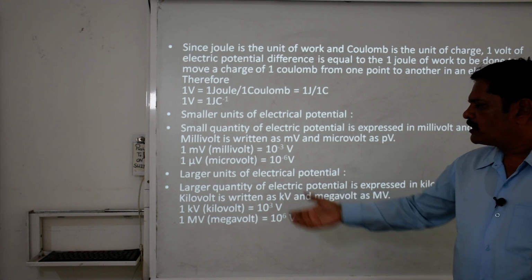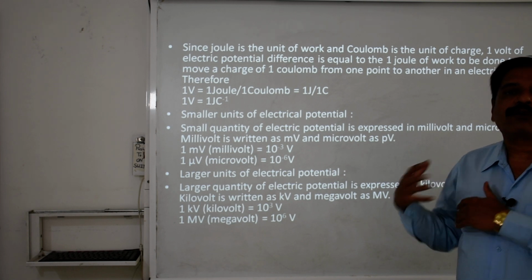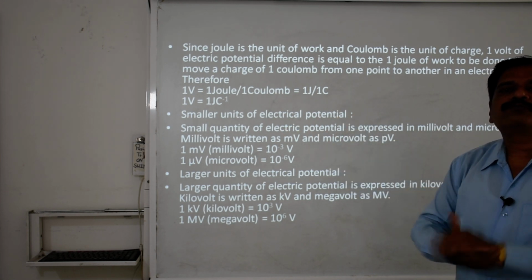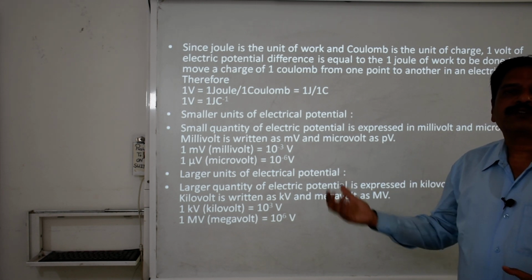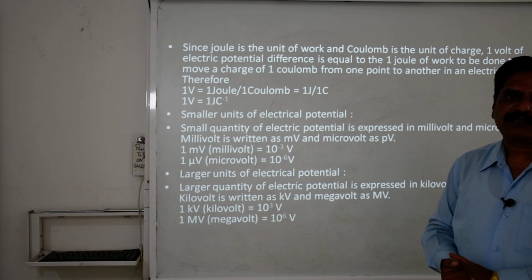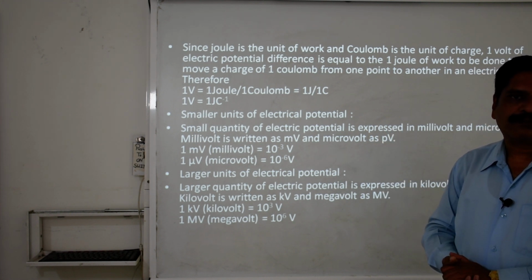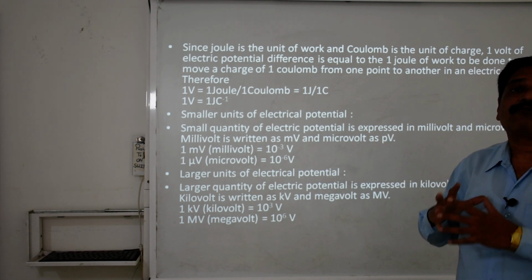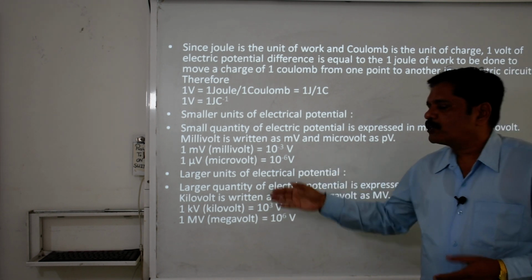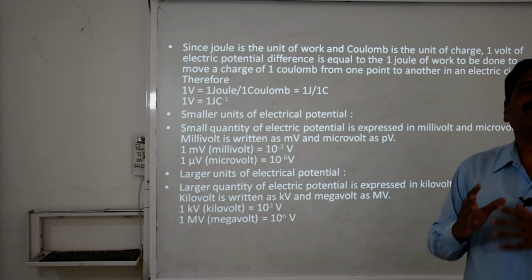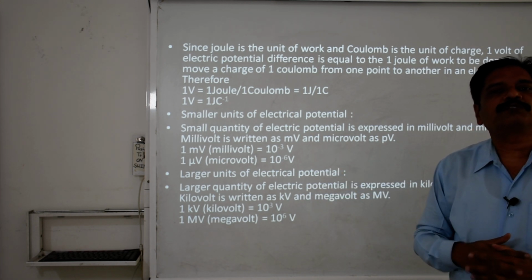Clear? 1 kilovolt is equal to... remember there is a difference between the volt and the watt. Watt we use for the power, and volt we use for the potential difference. Remember this one thing: power is denoted by capital W, and it is the watt, W-A-T-T, and potential difference is the volt, V-O-L-T. It is denoted by capital V. Don't be confused with these two different units.